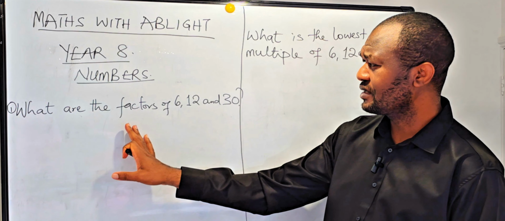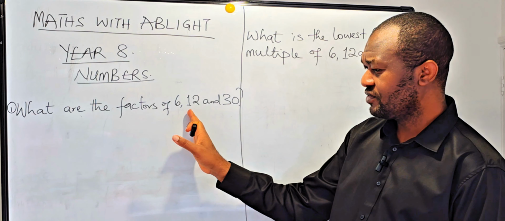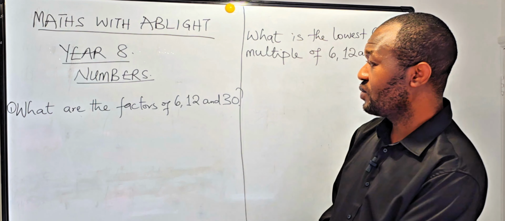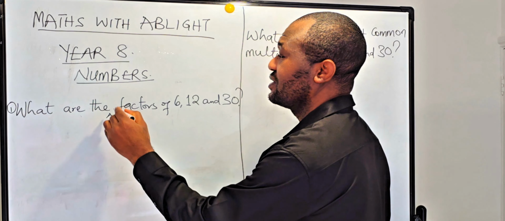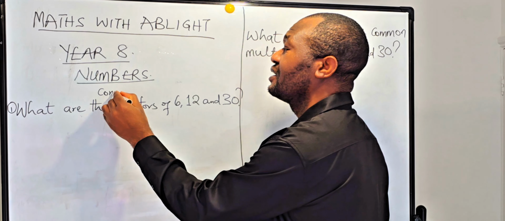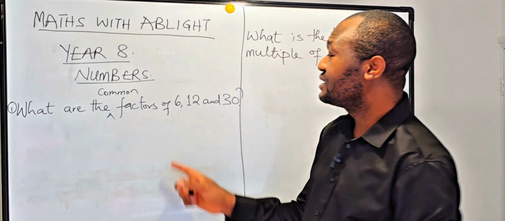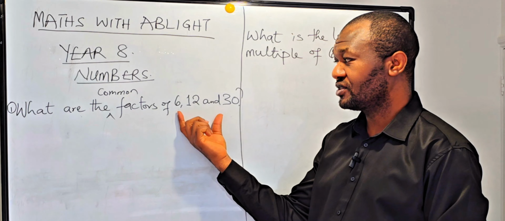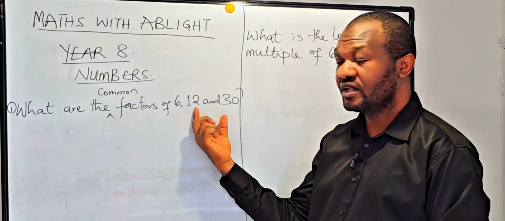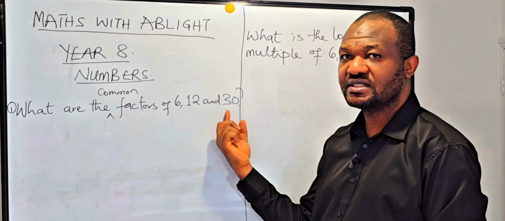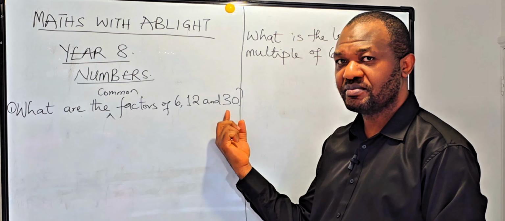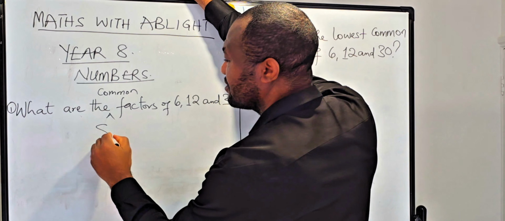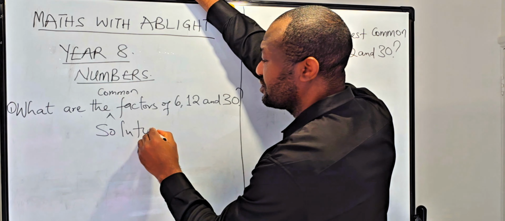For us to get the factors of 6, 12, and 30, the common factors is what we are asked to look for. Common, I'll put common here. To get the common factors of 6, 12, and 30, we've got to first outline all the factors of 6, all the factors of 12, and all the factors of 30. And we find out which of them are common to all. So now we start with the factors of 6. Solution.